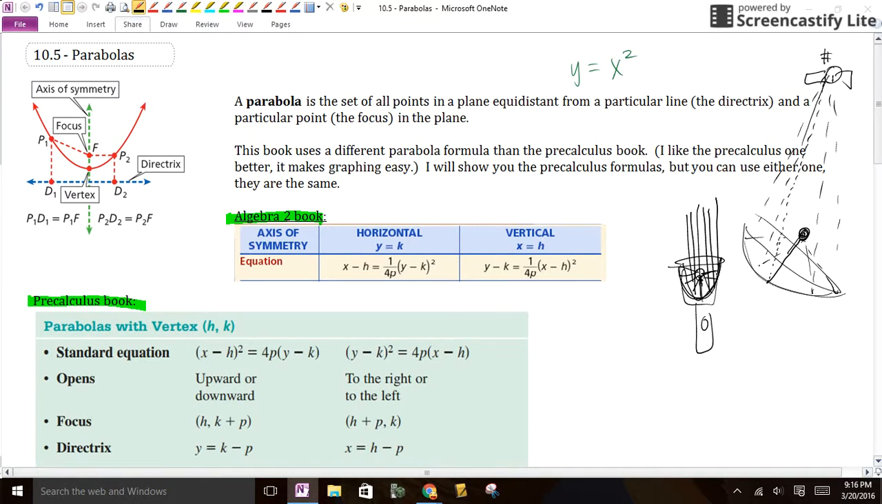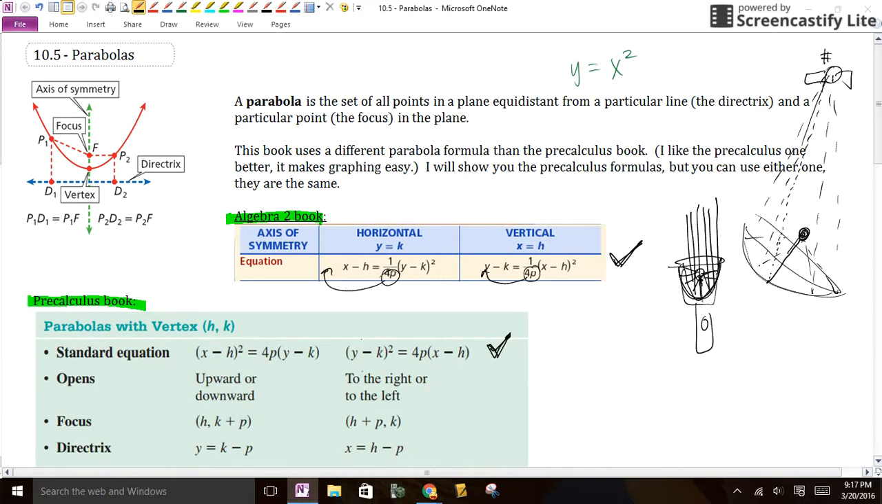Now, in the Algebra 2 equation, you'll see that they leave the squared term on one side with the fraction, or the 1 over 4p. And the only difference is that the pre-calc book multiplies this over to the other side, right? It just multiplies it over. That's the only difference, and so that's why I'm going to use this one, where they multiplied the 4p over. So it's really easy to remember.